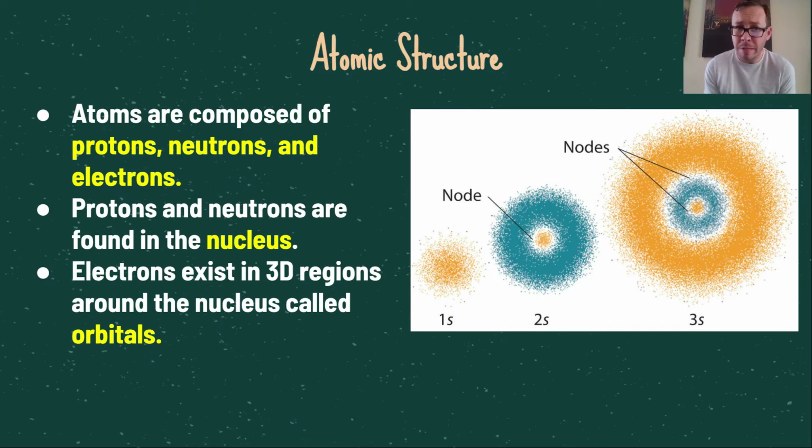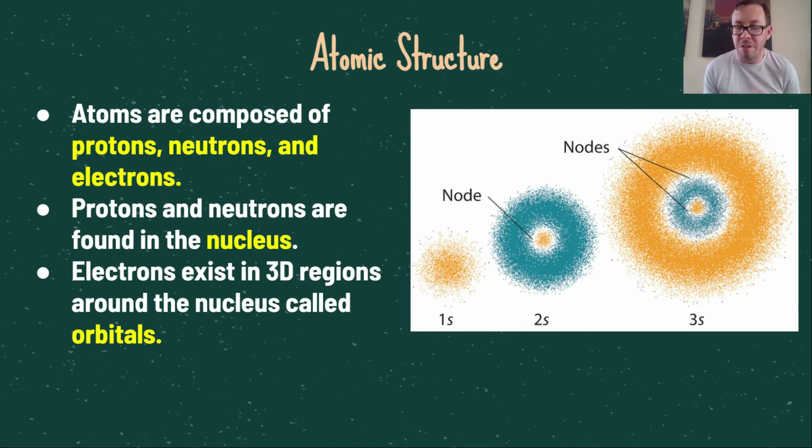And as you are probably aware of, atoms are composed of 3 primary subatomic particles, that being protons, neutrons, and electrons. Protons are positively charged, electrons are negatively charged, and the neutrons have no charge. Protons and neutrons are exclusively found within the nucleus, and electrons exist in 3-dimensional regions around the nucleus called orbitals. Don't confuse that with them just orbiting in circles around the nucleus.